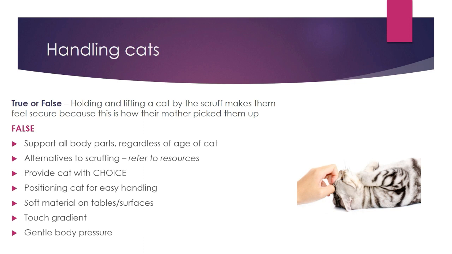So we want to support all the body parts. I don't care if it's a kitten or a geriatric, they need to be completely supported. I'm going to give you some resources, if you don't have them already, on alternatives to scruffing. And we want to always provide the cat with a choice. Like I was saying, if you go in one way and it's reacting unfavorably, take another route. Maybe if there were 2 people going in, one of them goes away and you try to get the cat by yourself.